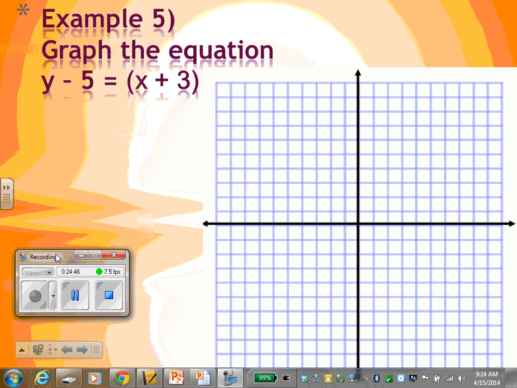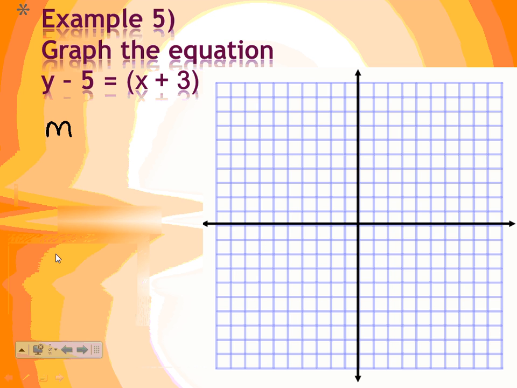What form is it in? Point and slope. So, who can tell me the slope? JT, what's the slope? 1. Very good. There is a 1 right there. Okay, and so what direction should our line be going in?